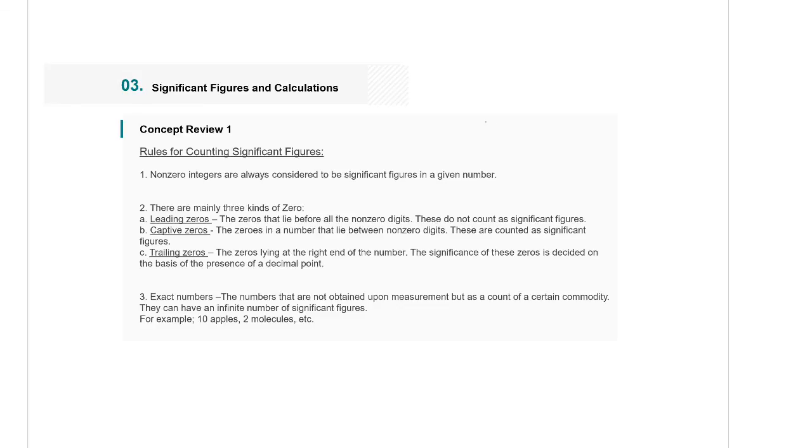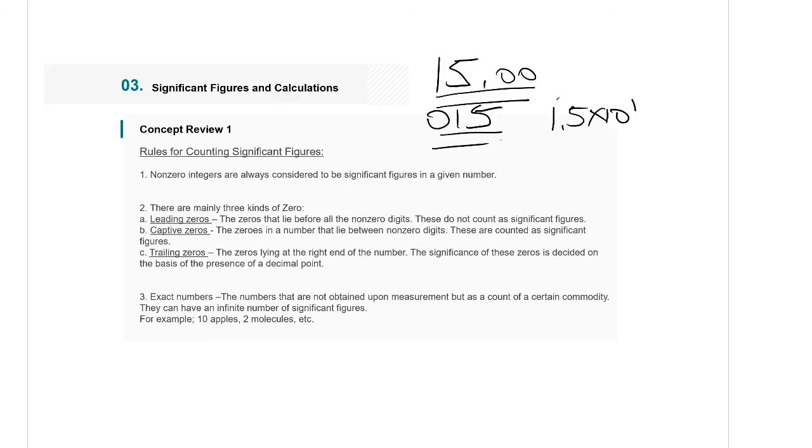For instance, say I have a 15. You can show it as 15.00, 0.15, or 1.5 times 10 to the power of 1, something like that. So we have different ways to represent that. But among each of the ways to represent our data, they will have different significant figures. From here, it will tell us how much information our measurement contains.